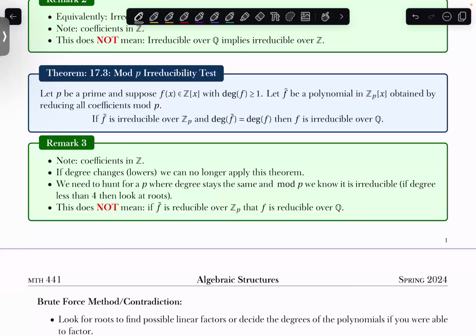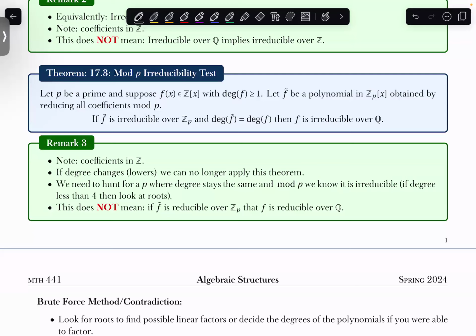Okay, so again, note our coefficients come from the integers. We want that the degrees don't lower. If they do lower in degree, we can't apply the theorem. So that's something to look out for. And really, we need to hunt for a p. We need to hunt for a prime number so that when we reduce it, the degree doesn't move down, and so that we can say something about f tilde in Z_p.